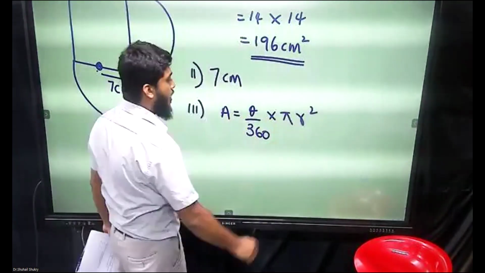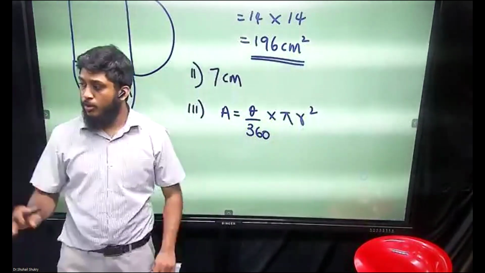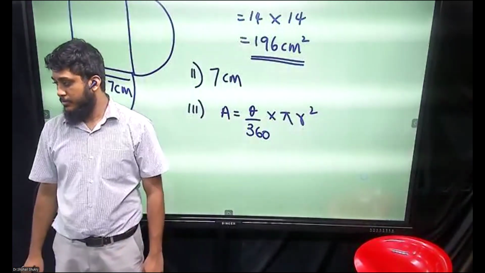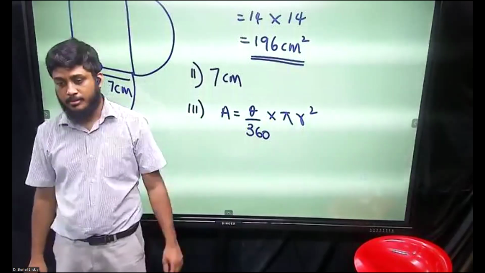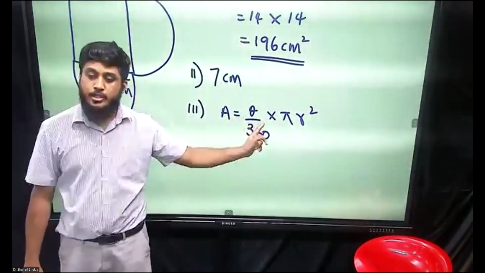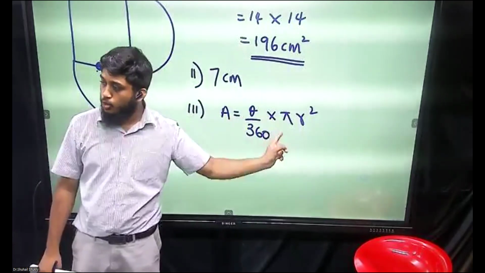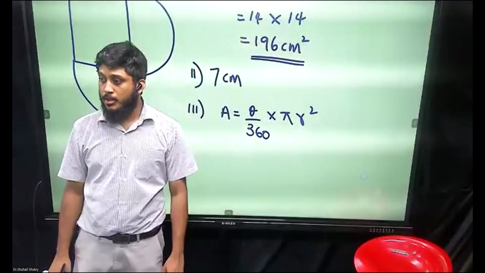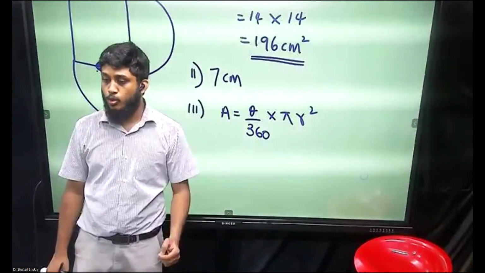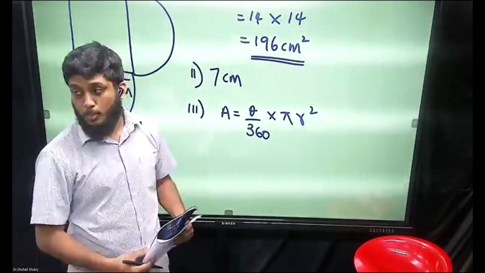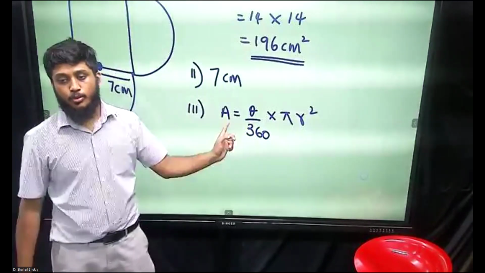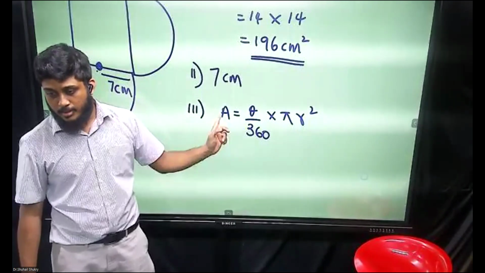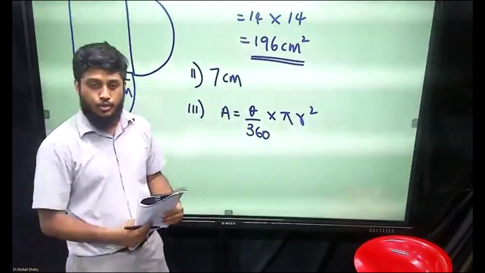For the students who are writing this half into pi r squared, my kind advice is: please write this formula and put the values in those places. You will never make mistakes. Sometimes you can make careless mistakes when you're putting in half. So please use this formula: once again, theta over 360 times pi r squared.